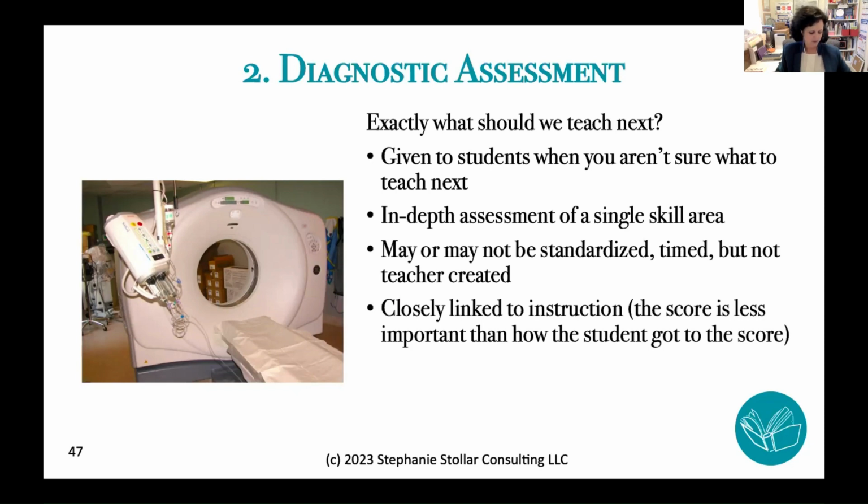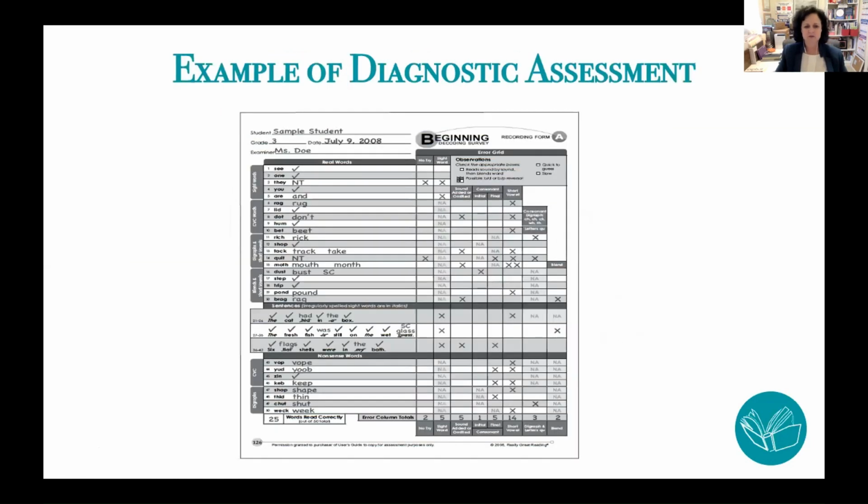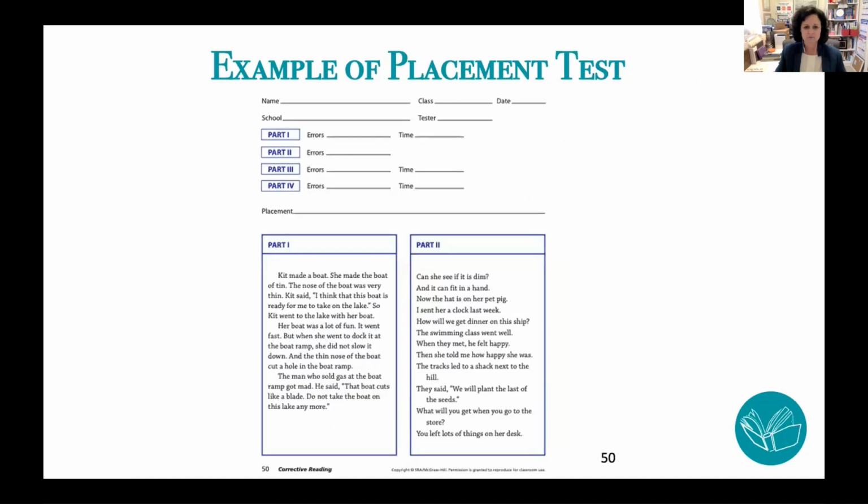One of the main criteria of diagnostic assessment is it must be linked to instruction. You absolutely need to know, as a result of spending time away from instruction on the assessment, what to teach next at a very fine-grained level of detail. Here are a couple of diagnostic assessment examples. This is from 95% Group. This is their PSI assessment. This is a free diagnostic assessment from Really Great Reading called the Beginning Decoding Survey. There's a companion called the Advanced Decoding Survey.